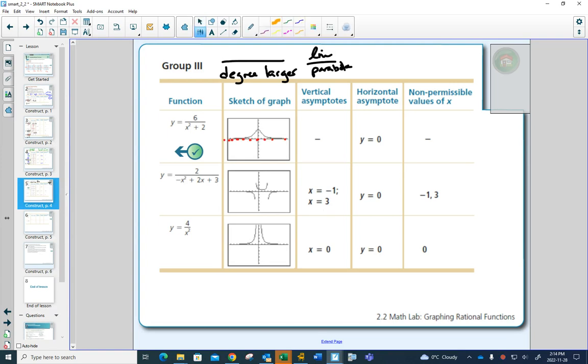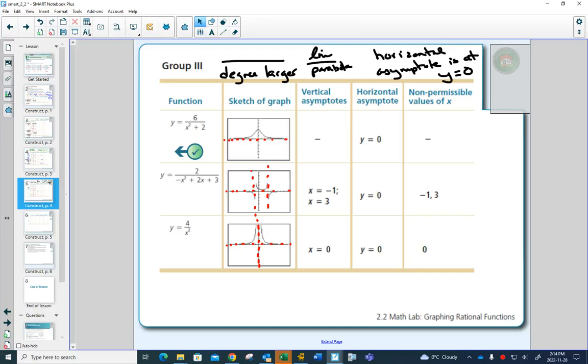All right, on these ones, take out a red pen. So the degree is larger on the bottom. On these ones, the main characteristic is that the horizontal asymptote is always at y equals 0. As soon as you get a degree bigger on the bottom, you will have a horizontal asymptote at y equals 0.